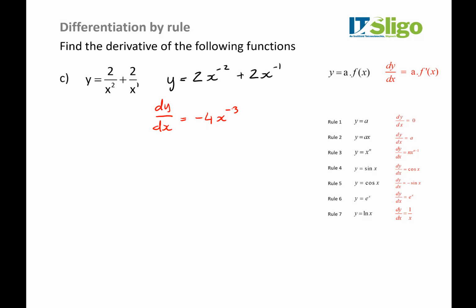So that's the first term differentiated. Again, the power comes down. Minus 1 by 2 gives me minus 2. And then add minus 1 to the power. Now, like I said, it's good manners to write it back in the old form. So this will be minus 4 over x cubed, and then minus 2 over x squared.